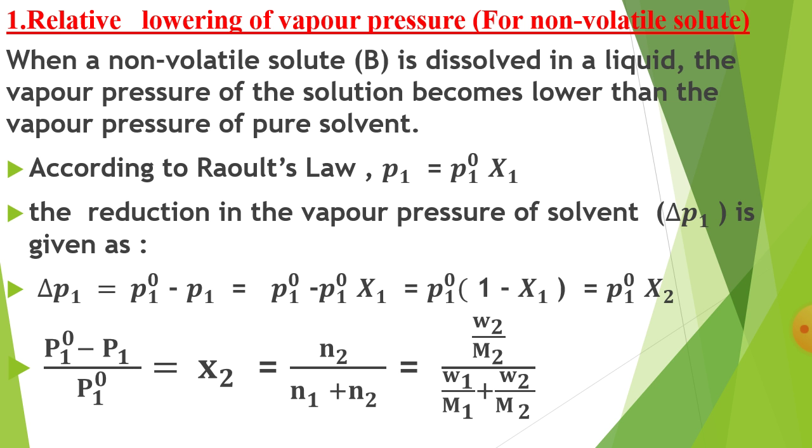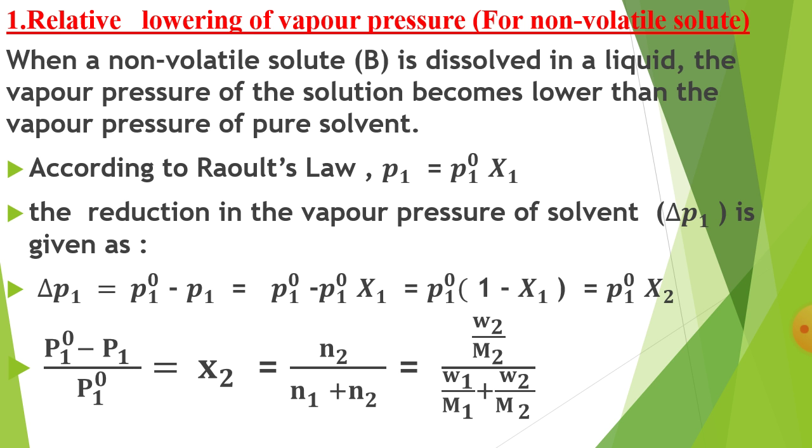Now on dividing delta P1 by P01, this equals x2. Here delta P1 is P01 minus P1. That's why we get the formula (P01 minus P1) divided by P01 equals x2, the mole fraction of solute. And you know that x2 equals N2 divided by N1 plus N2, that is, the number of moles of solute divided by the number of moles of solution.